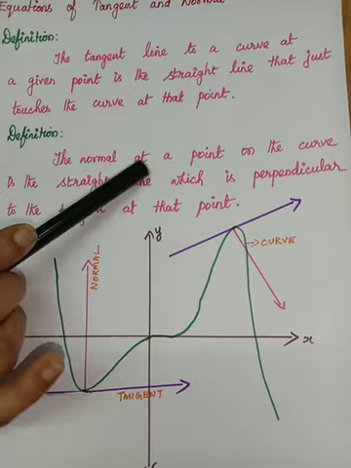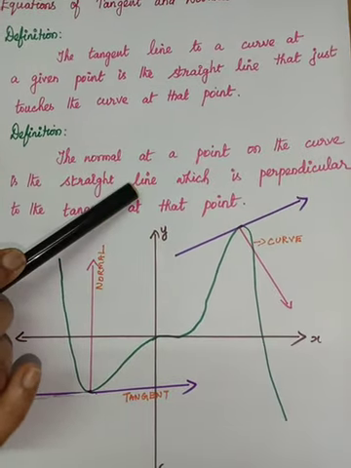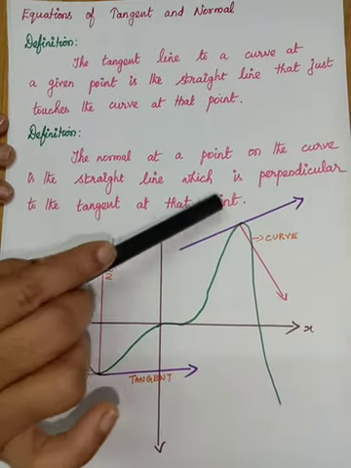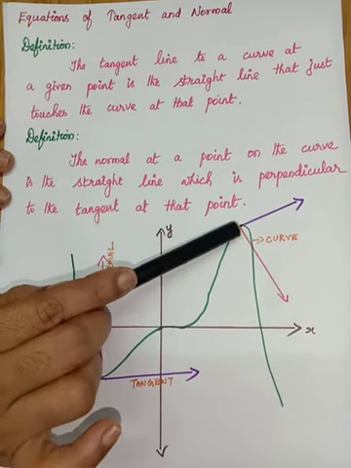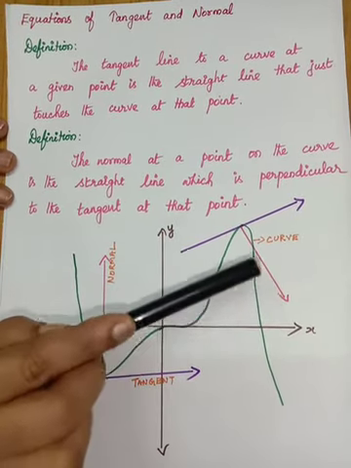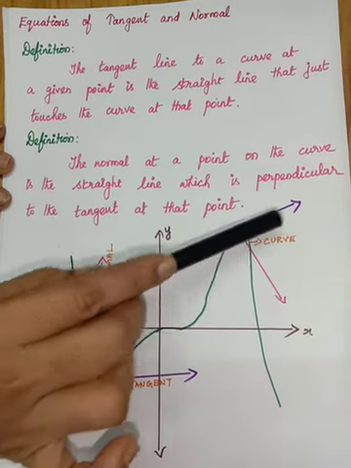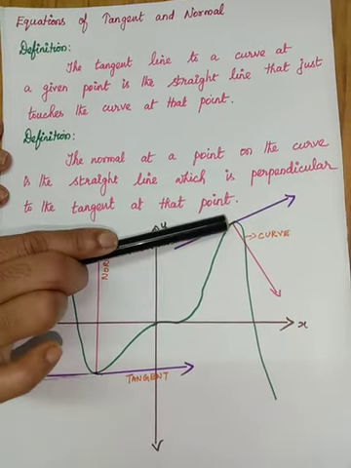The normal at a point on the curve is the straight line which is perpendicular to the tangent at that point. So, here this is the tangent and here this pink color line is a normal. So, normal is also a straight line which is perpendicular to the tangent at that point.